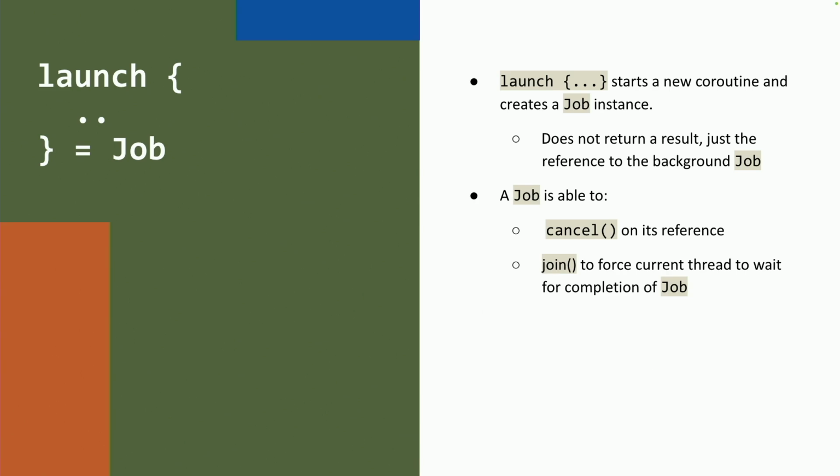Pierre and I, the other co-author, like to think of launch coroutines as a fire-and-forget mechanism. In other words, there's no result to return. It'll start that coroutine, and what is returned is the reference to the Job type itself. You're able to work with that job using the cancel call on its reference, and you're also able to use join, which forces the current thread to suspend until that particular job is complete. A job represents the coroutine itself, like a handle on its life cycle.